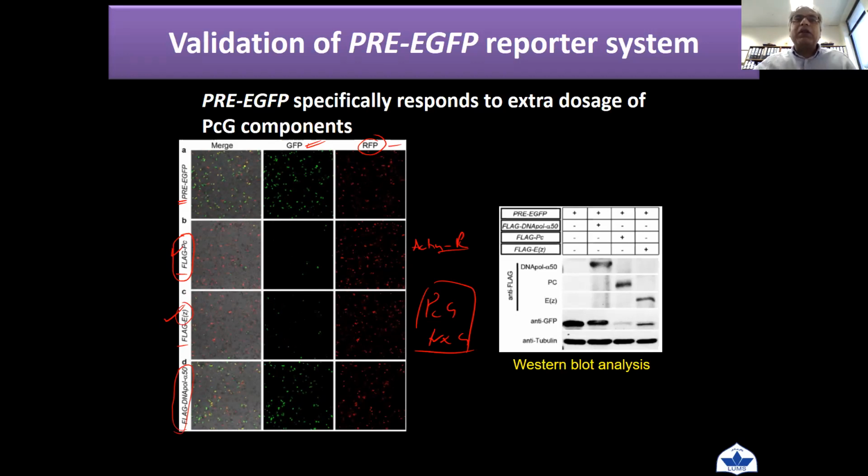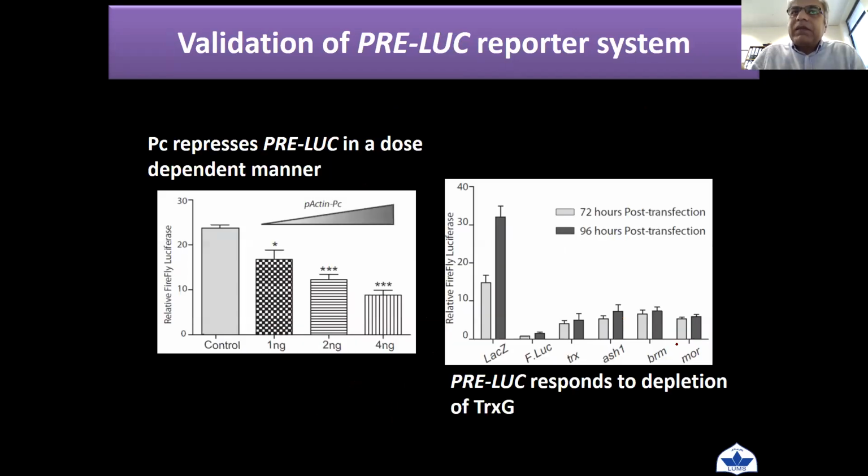If you look at the Western blot, from these cells we did Western blot. This shows you the overexpression, polycomb overexpression, enhancer of zeste overexpression, and this shows you the GFP. When you have PRE GFP alone, you have enough GFP. When you have DNA polymerase alpha and the PRE, you don't see much difference. But when you have polycomb and EZ overexpression, you see very specific downregulation of GFP.